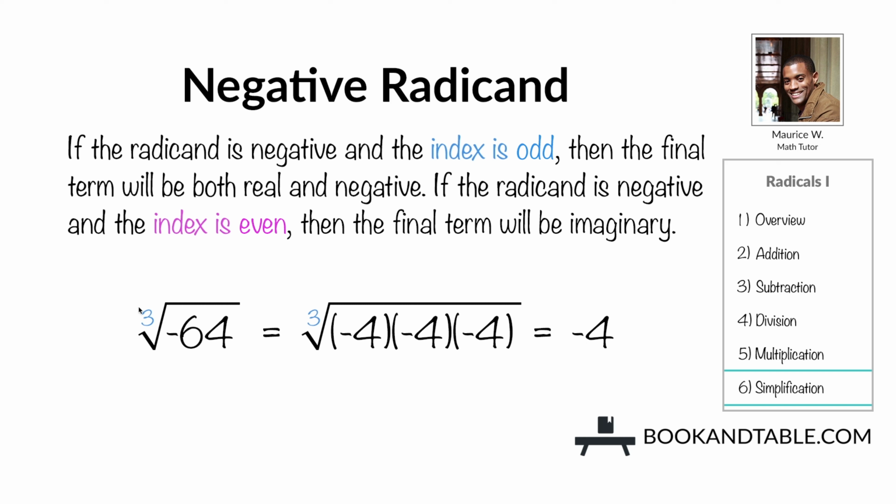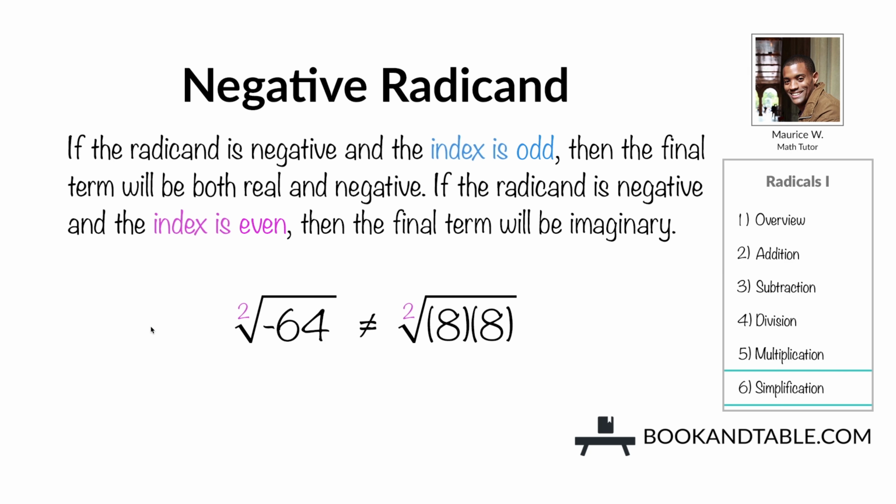The index is odd. So the cube root of negative 64 is equal to negative 4 times negative 4 times negative 4, which would give us negative 64. So what times itself 3 times would give us negative 64? That number would be negative 4. So that's a real number, and it's negative because our radicand was negative, but our index was odd.